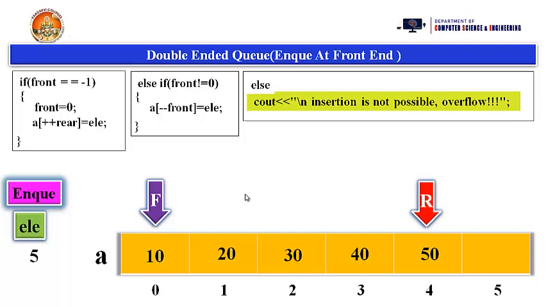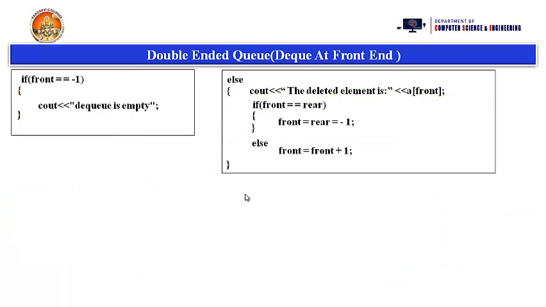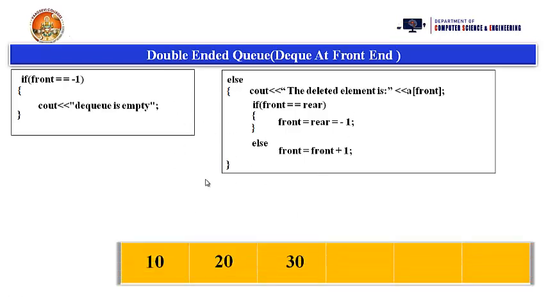Now we'll see the next function, double-ended queue. Dequeue the element at the front end. Now this is the code to dequeue the element at the front end, and the array is like this, and it consists of 3 elements 10, 20, 30, and the size of the array is 6, and index positions are 0 to 5, and the array name, that is queue name, is A.